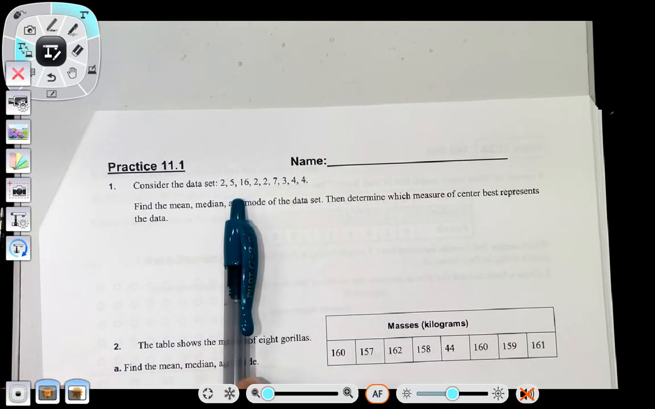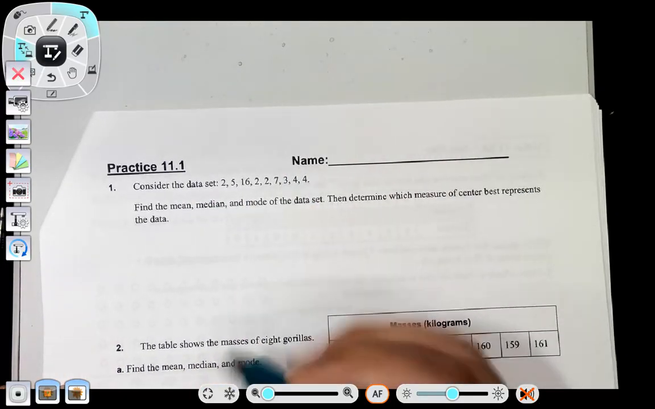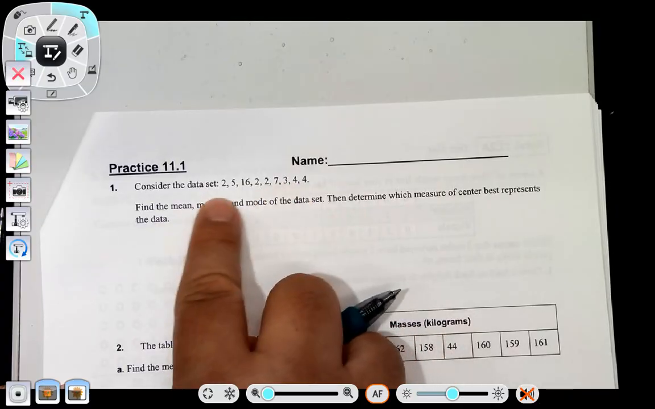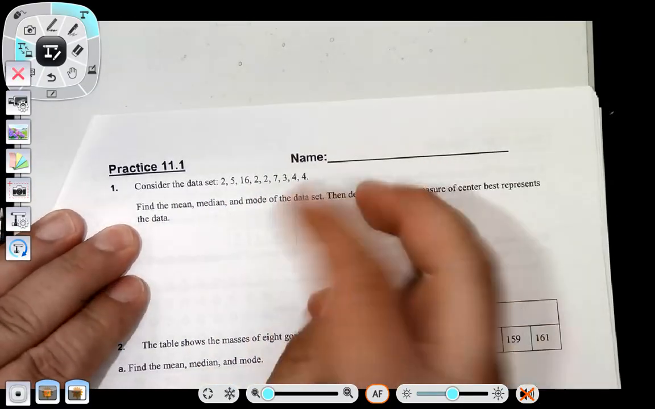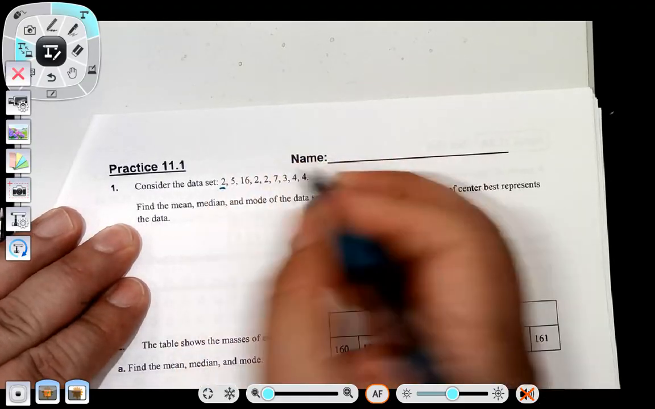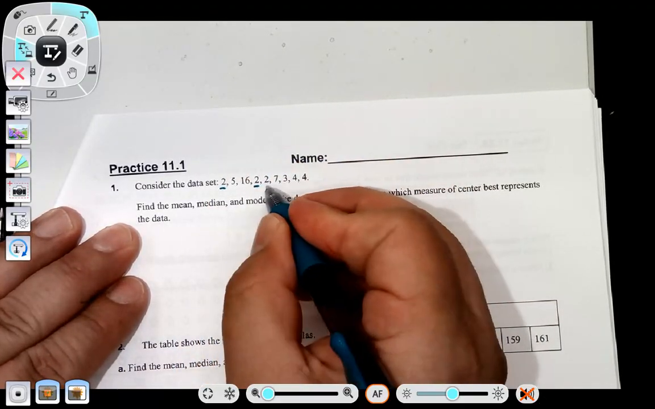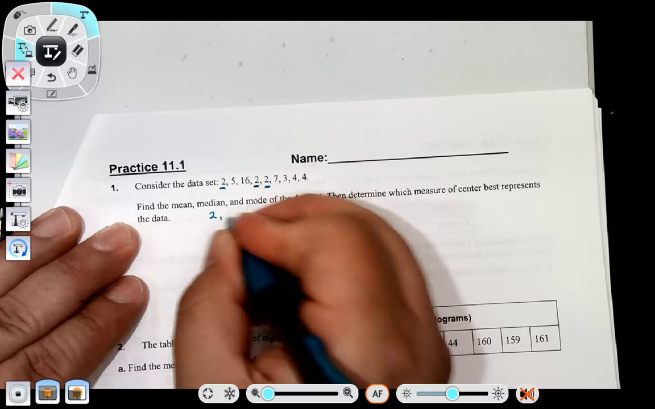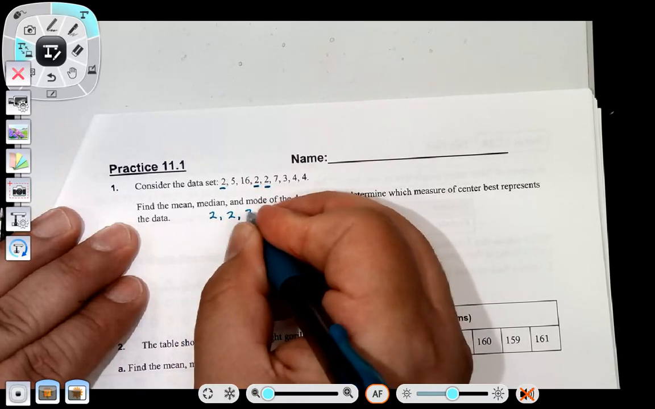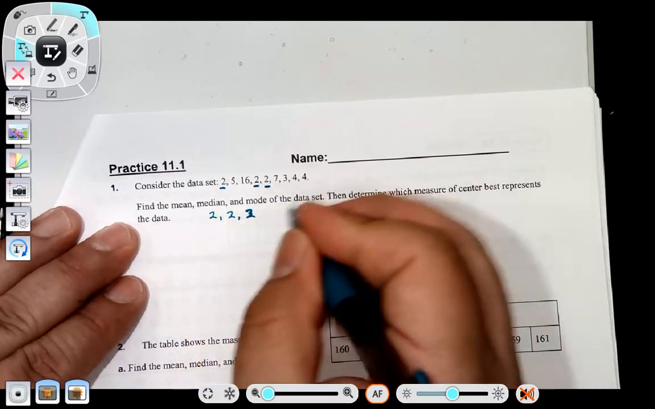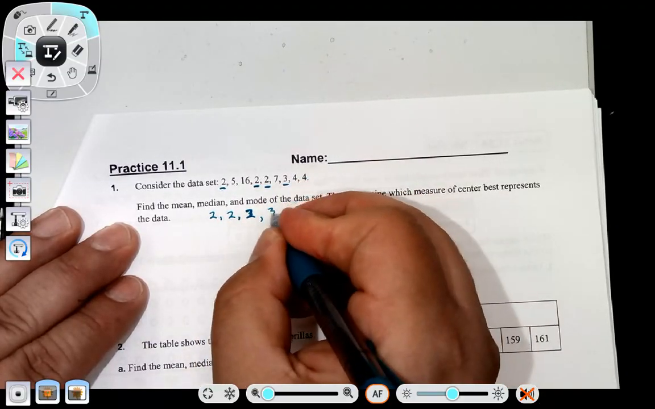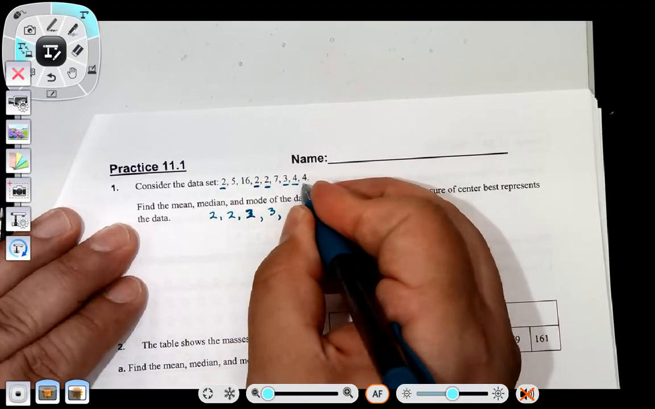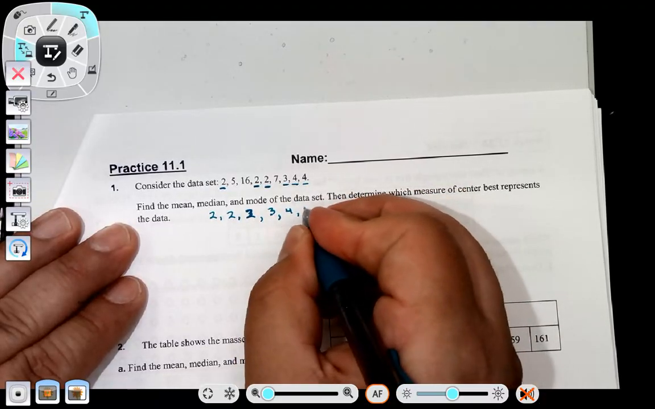So look at this one. They gave me this list of numbers. Is that list in order? So what should be the first thing I do? Fix it. Let's put it in order. The smallest number is 2, but I have 3 of them, so write it 3 times. What's the next number after that? 3, and there's only 1. Then 4, but there's 2 of them, so make sure you write 2 of them.